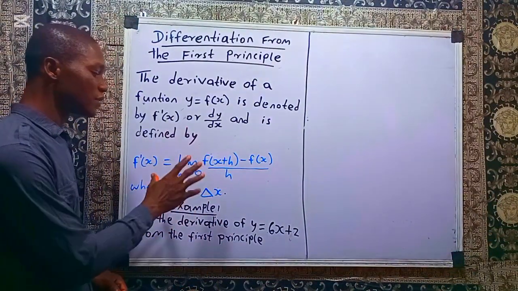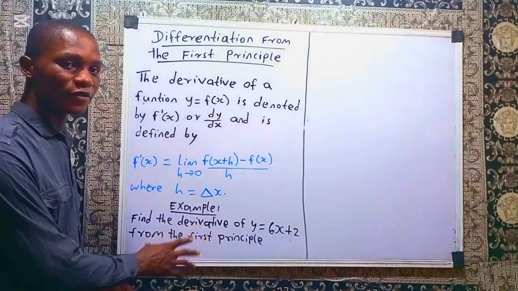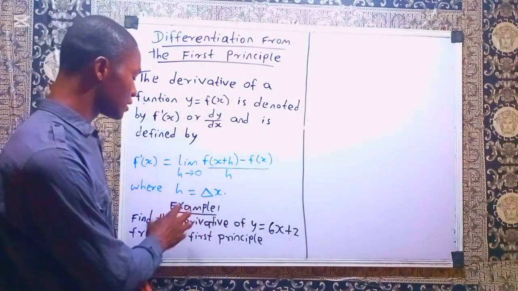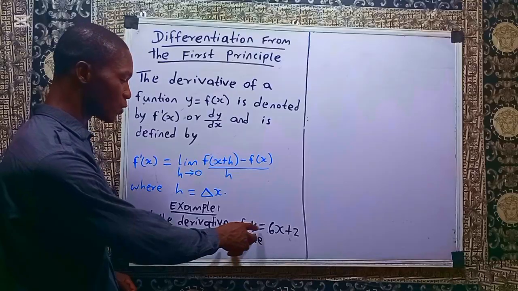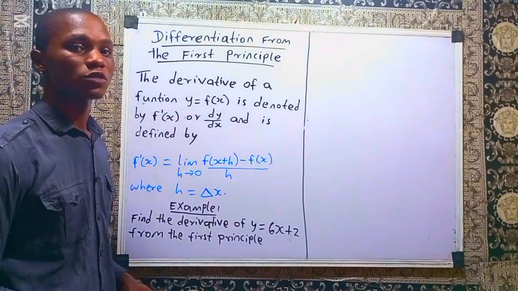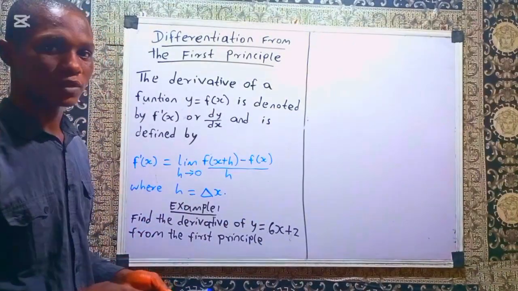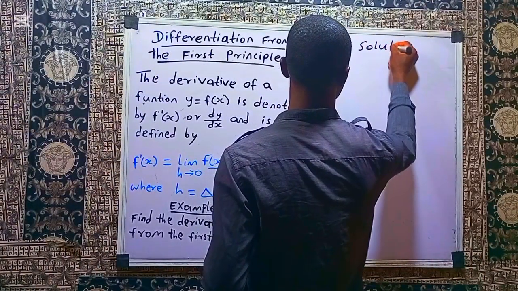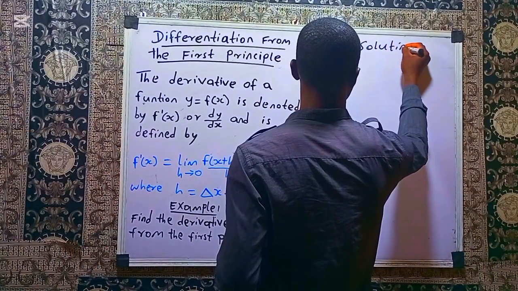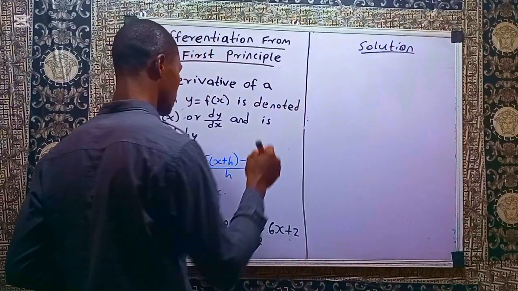So we are going to use the definition to find the derivative of this given function in this example 1. They said that we should find the derivative from the first principle. The function given to us is y equals 6x plus 2. So we are going to use this definition to do that. So let's see how we solve this problem using that definition. So we will start by writing our solution to this.